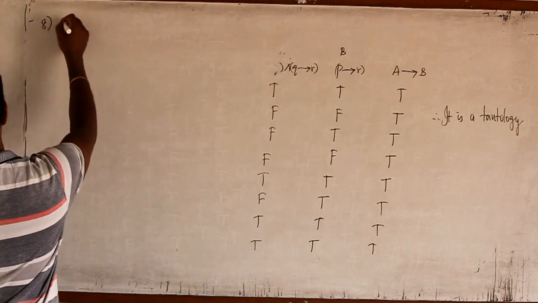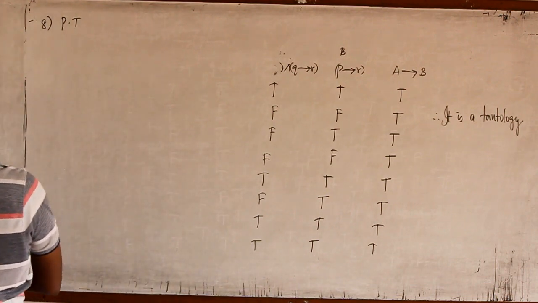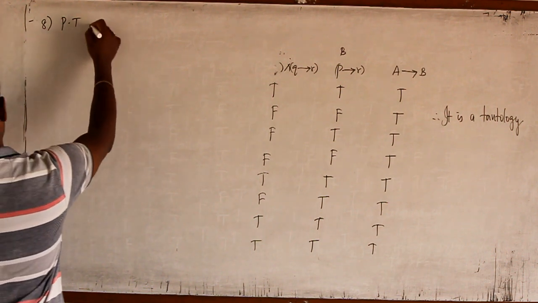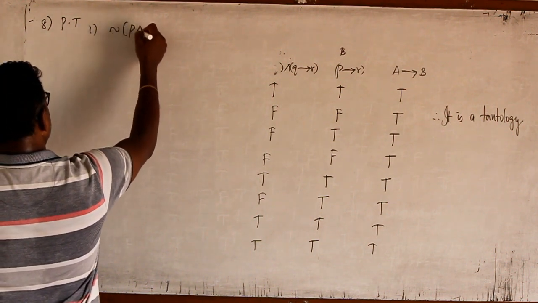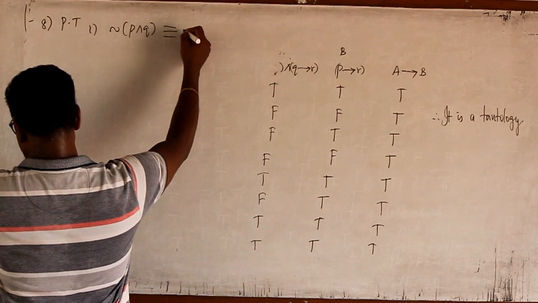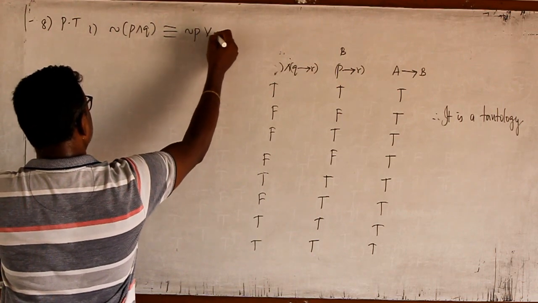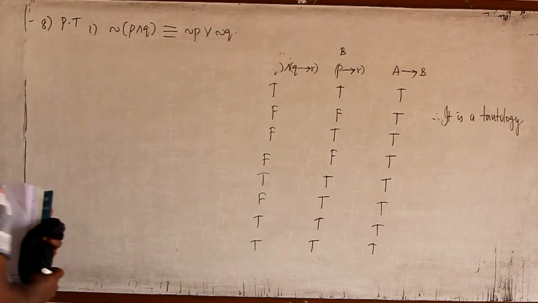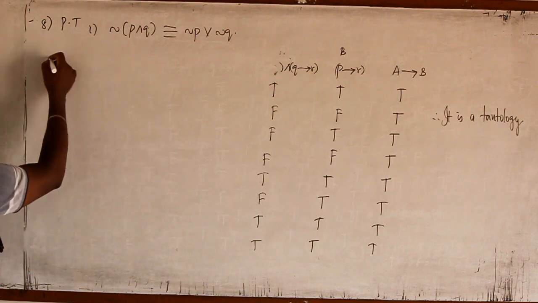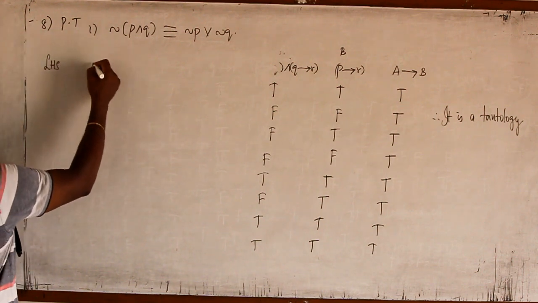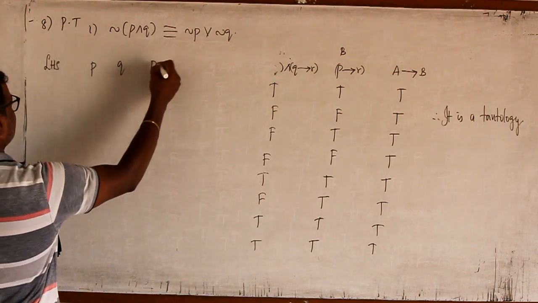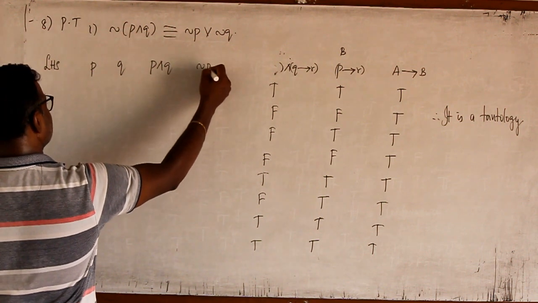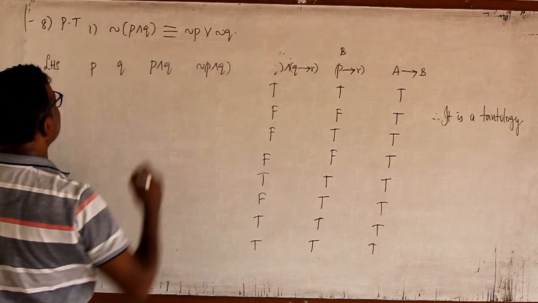Eighth problem. Prove that the first one, negation of P and Q, is equivalent to negation of P or negation of Q. So find the left hand side separately. P, Q, P and Q, negation of P and Q.